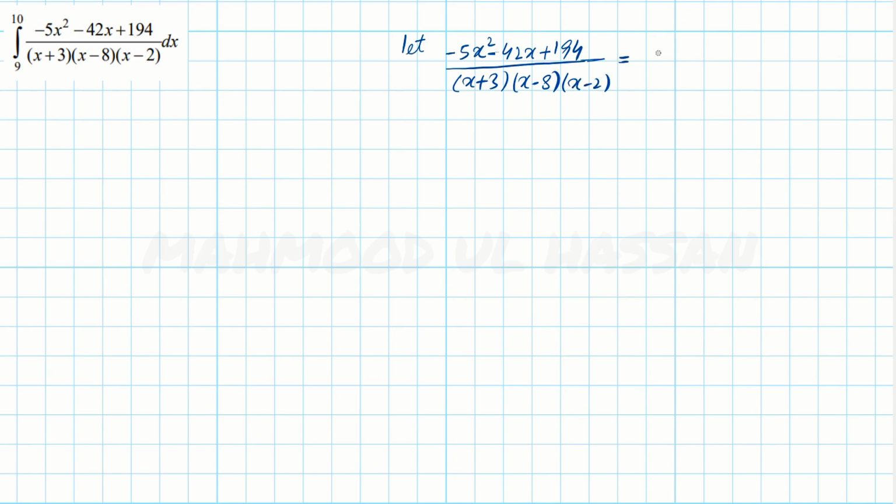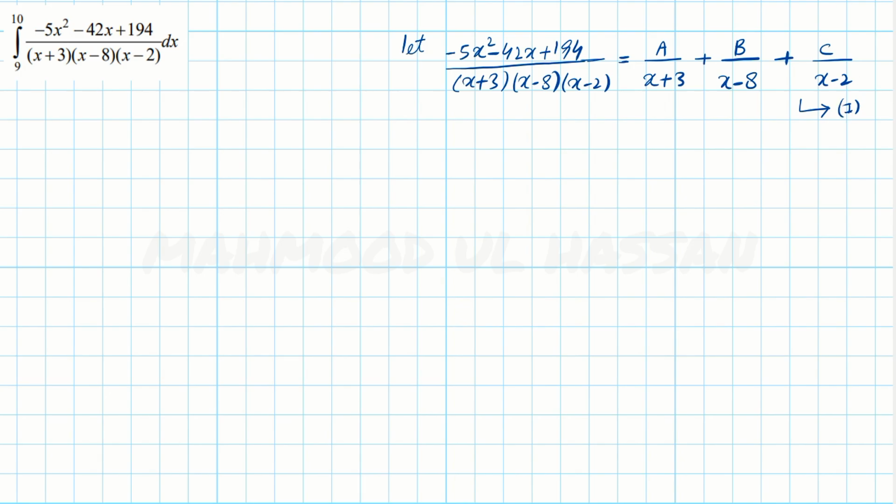We are going to suppose that this is equal to A divided by the first linear factor x + 3, plus B divided by the second linear factor, that is x - 8, plus C divided by the third linear factor, that is x - 2. Okay, so let's say this is our equation number 1, right?